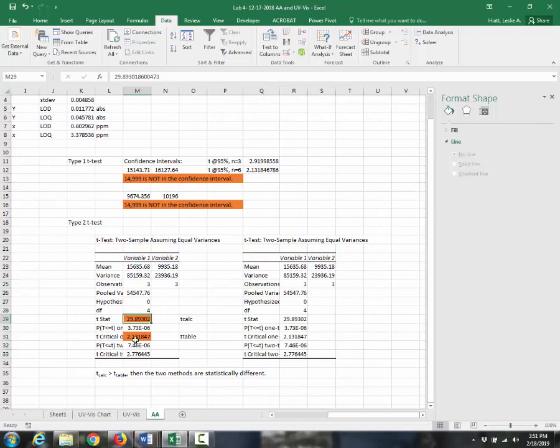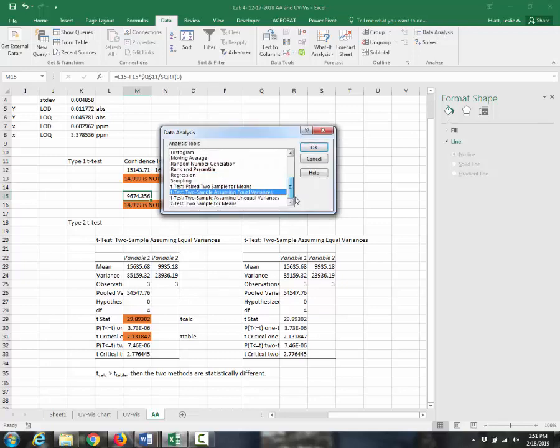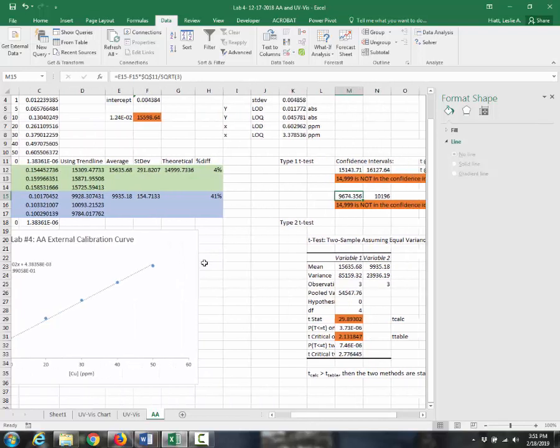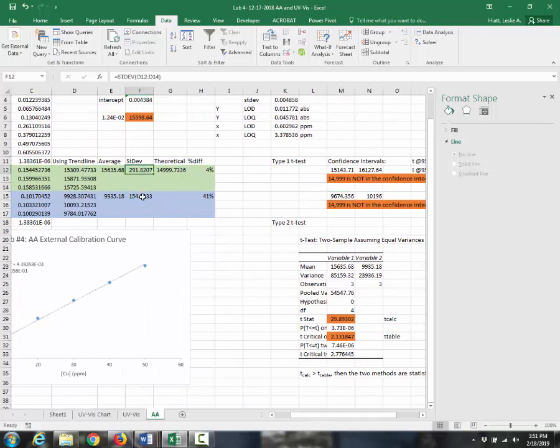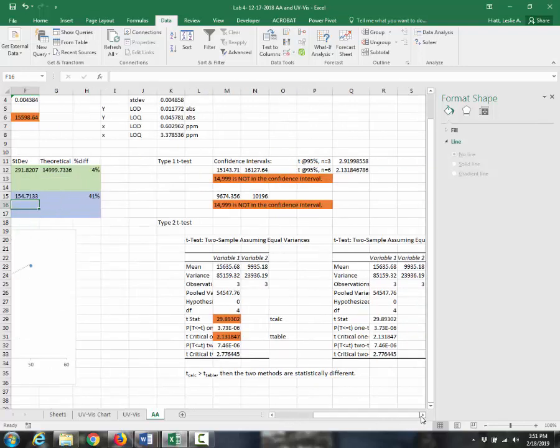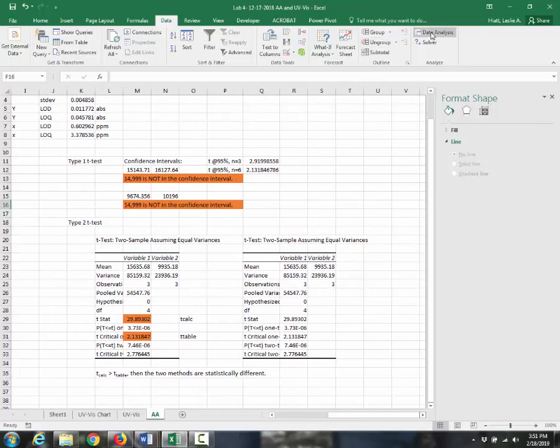And so the two in particular that you care about are t-calc, which is labeled t-stat, and t-table, which is t-critical. If your t-calc is greater than your t-table, then the two methods are statistically different, which we would think 15,000 and 10,000 are way different. Okay, let me do a comparison just so you can see the unequal variances. And remember how you would do an F-test to compare your variances, and so you can see our standard deviations are pretty similar here. But you would do an F-test to prove whether or not you do equal or unequal.